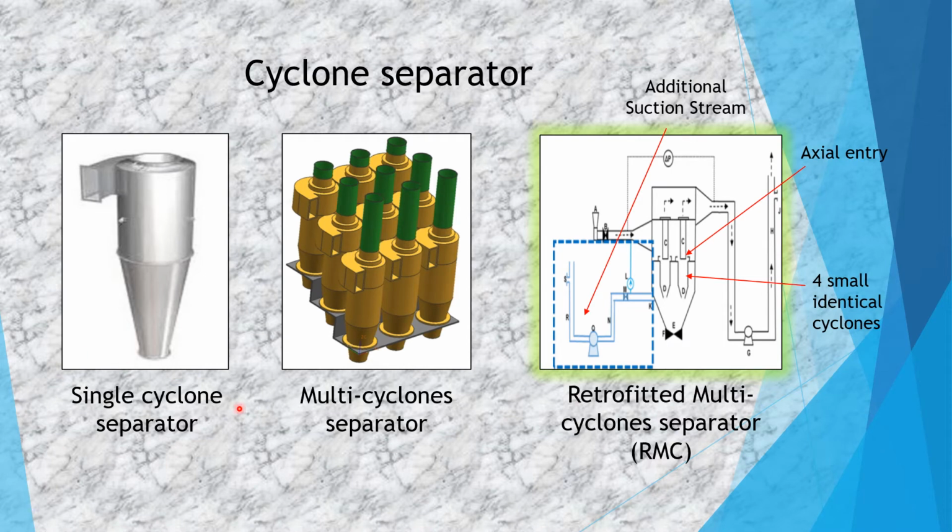I believe that most people have heard about single cyclone separator and multi-cyclone separator, but do you know what is retrofitted multi-cyclone separator, RMC? Retrofitted multi-cyclone separator is the latest modified conventional multi-cyclone separator with an additional suction stream at the dust hopper. It has an axial inlet and 4 small identical cyclones.